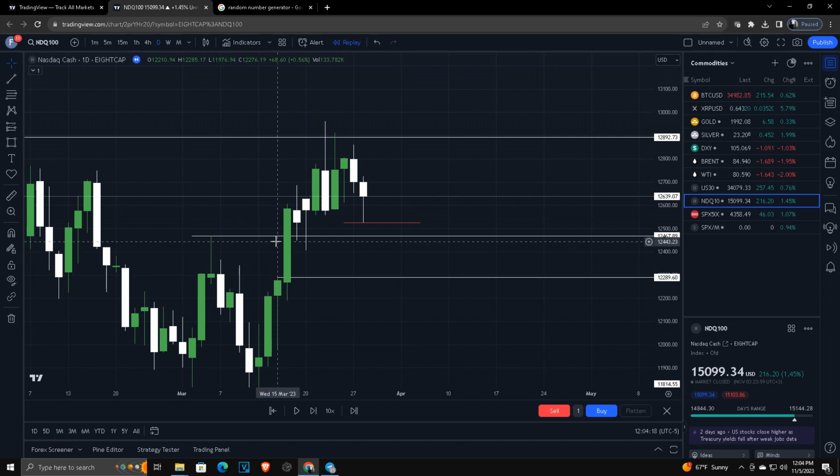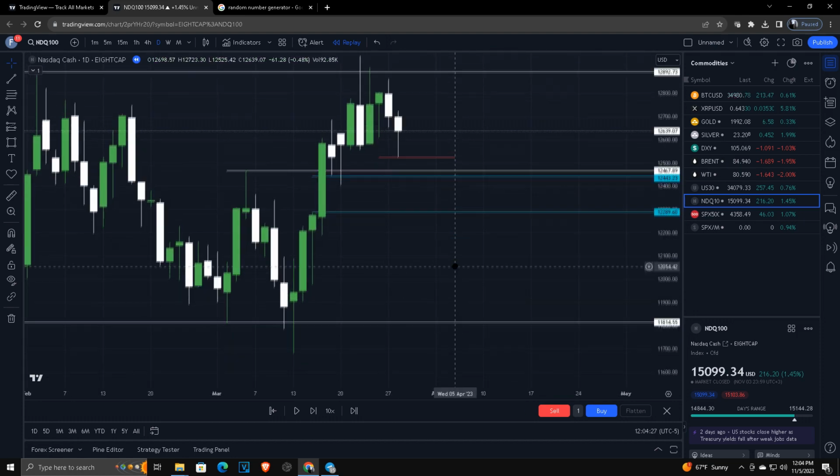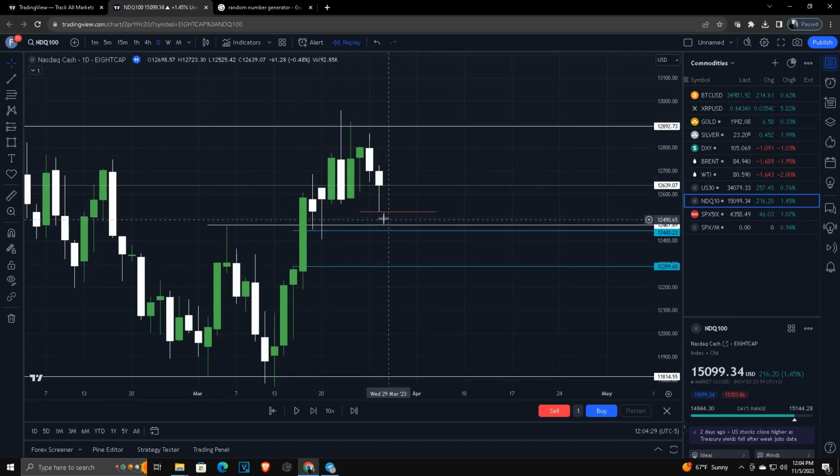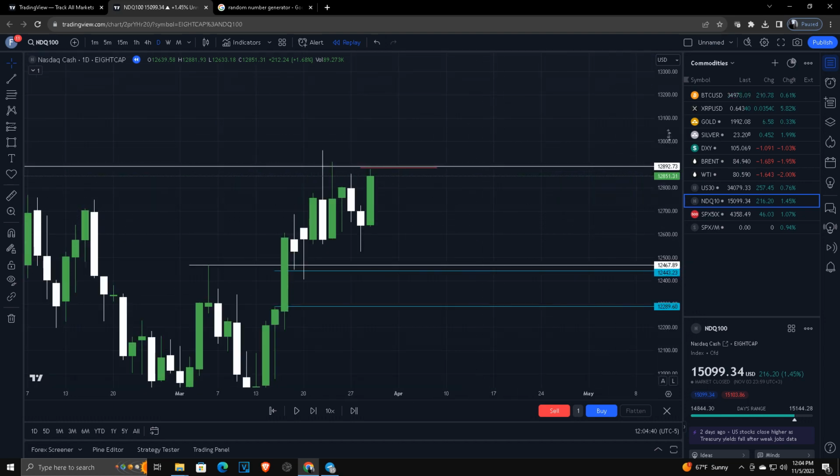So I'm gonna mark this out because it got wicked into, but it didn't really get fully closed. So we might come all the way down into there. So I think we go down again. No, we reached for the top. We closed above the top. So that day was a day my bias was wrong.